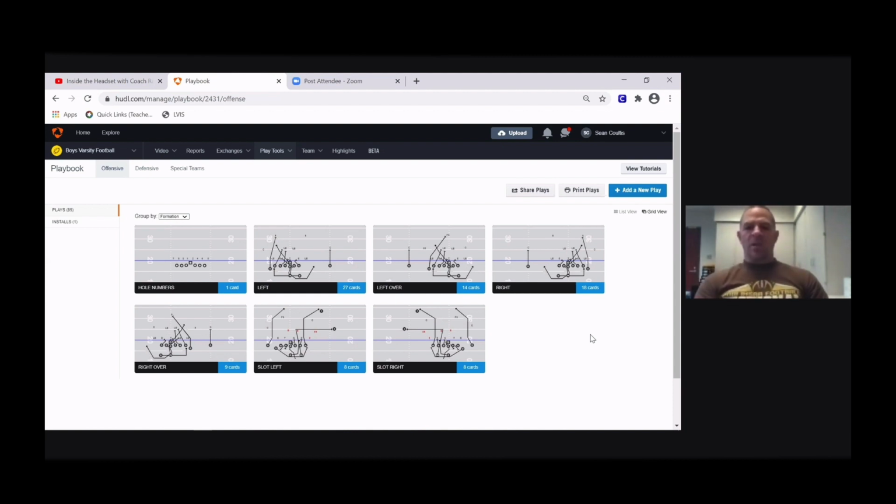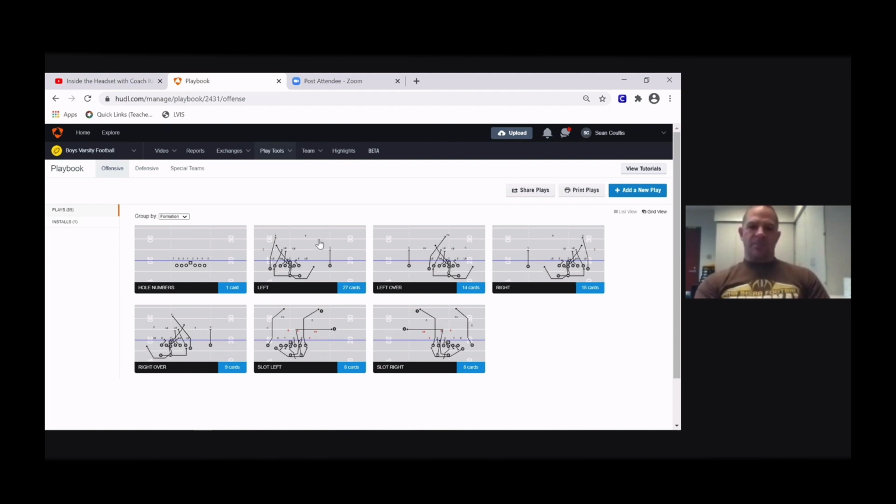And when we make the call left or right, our strong side of the offensive line goes in that direction. So if we call left over, or slot left, the strong side knows they're going to the left. If we call right over, or slot right, the strong side goes to the right. And obviously the quick side is going to go away from the call. So that's how we start off with that.